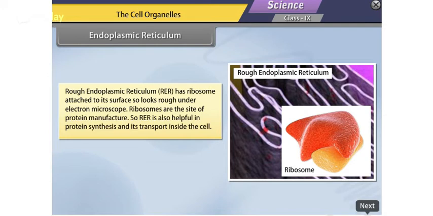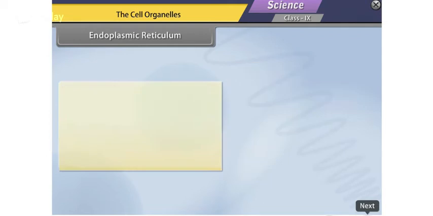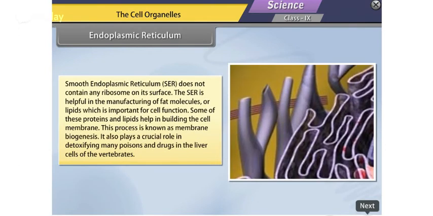Ribosomes are the site of protein manufacture, so RER is also helpful in protein synthesis and its transport inside the cell. Smooth endoplasmic reticulum, SER, does not contain any ribosome on its surface. The SER is helpful in the manufacturing of fat molecules or lipids, which is important for cell function.